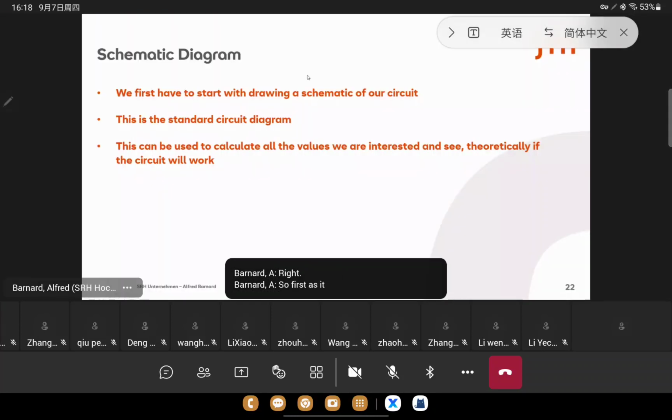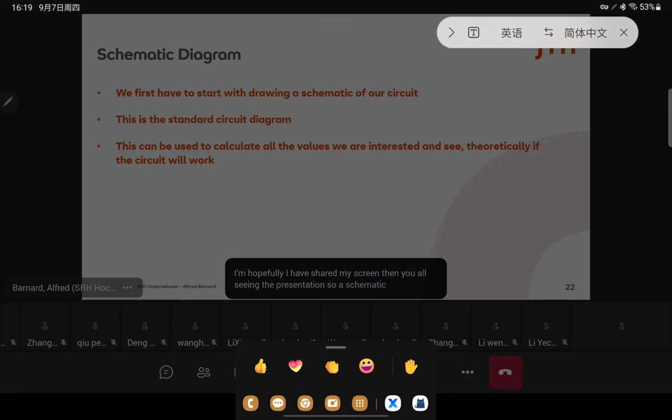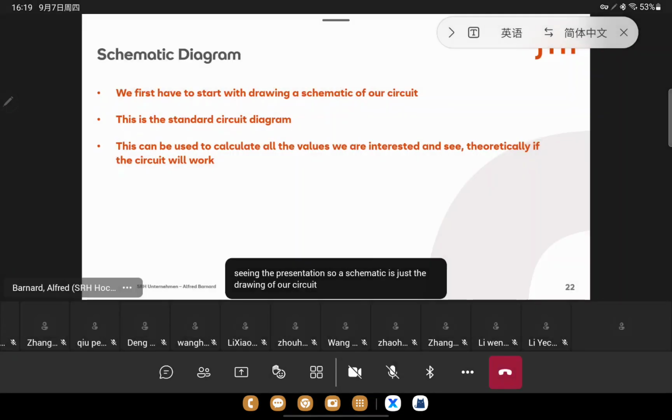So first, as we spoke about, we first draw a schematic of our circuit. Schematic, okay, and hopefully I have shared my screen and you're all seeing the presentation. A schematic is just the drawing of our circuit diagram. And we can then use this standard drawing to create our circuit and then test and calculate all the currents and voltages, and also might be power running through our circuits.